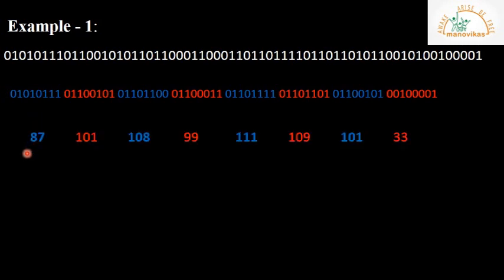Now, I have displayed the respective decimal code for each binary code. It's a very simple conversion. Please watch the video and come back so that you will know how you got this: 87, 101, 108, 99, 111, 109, 101 and 33.